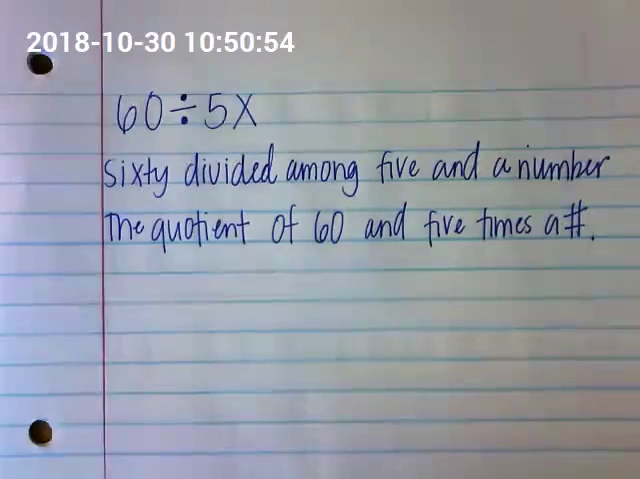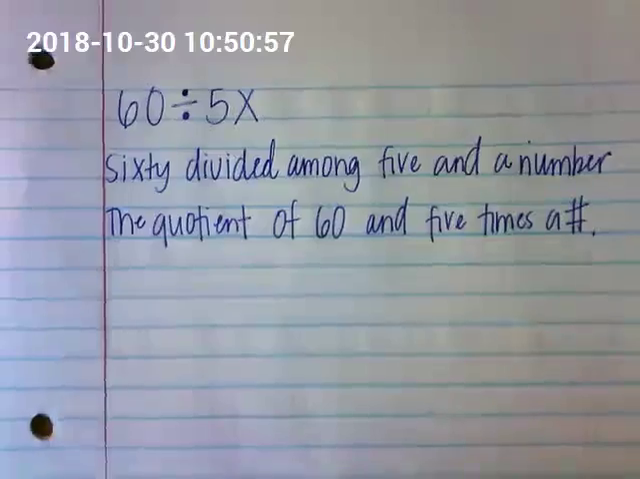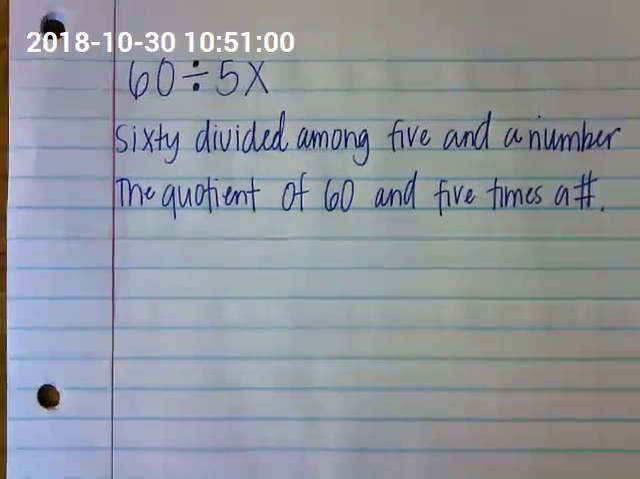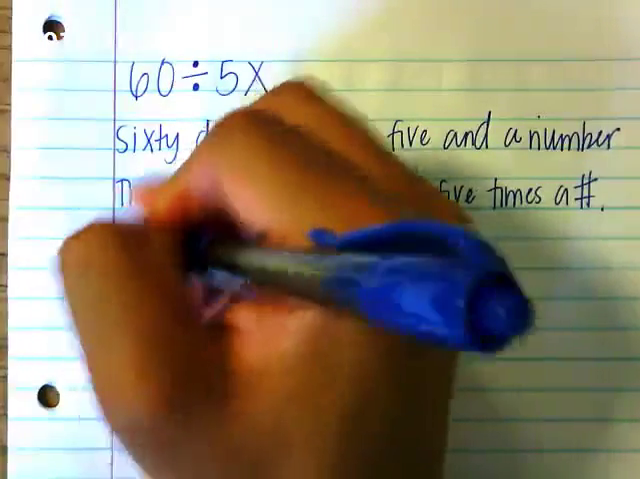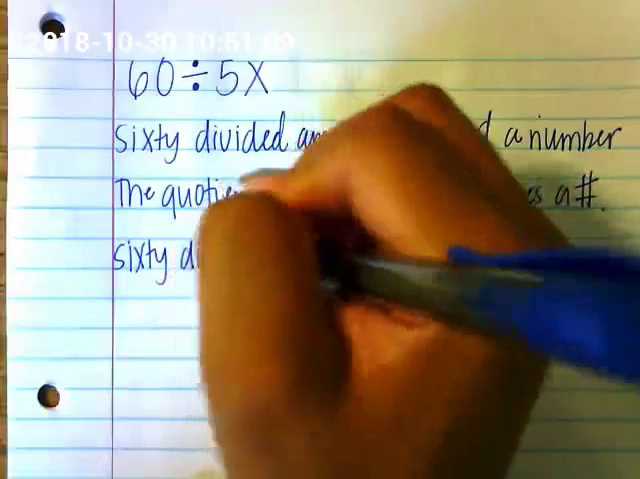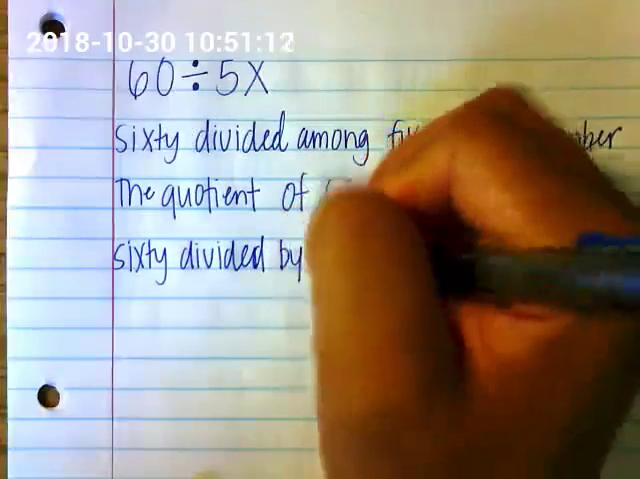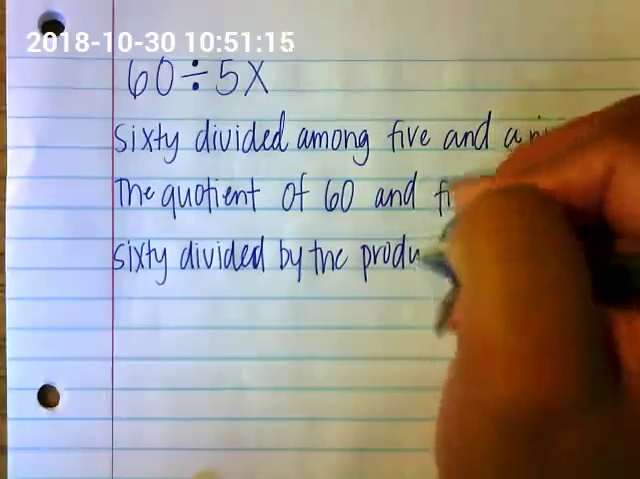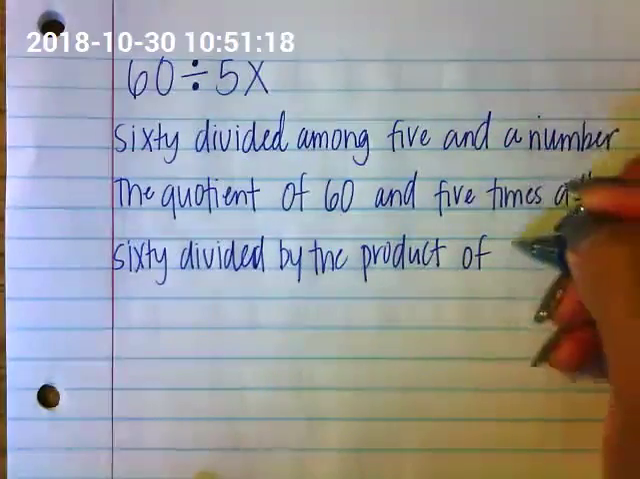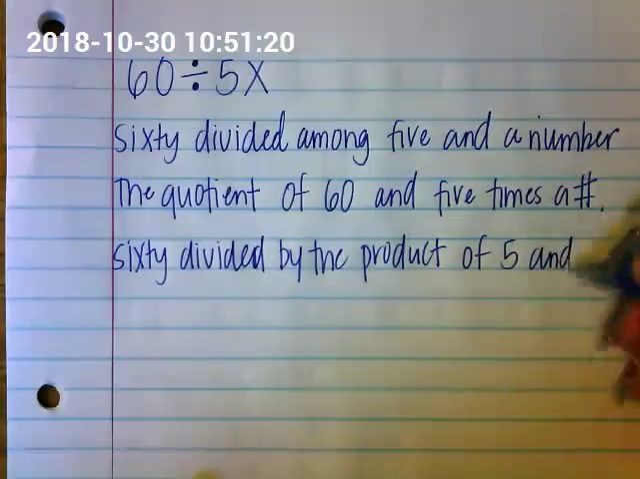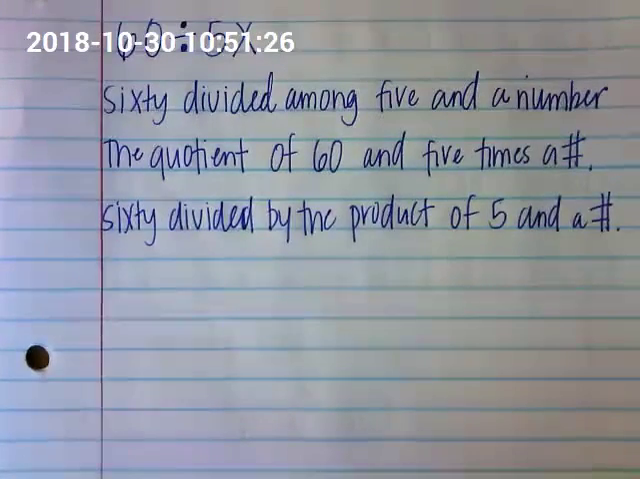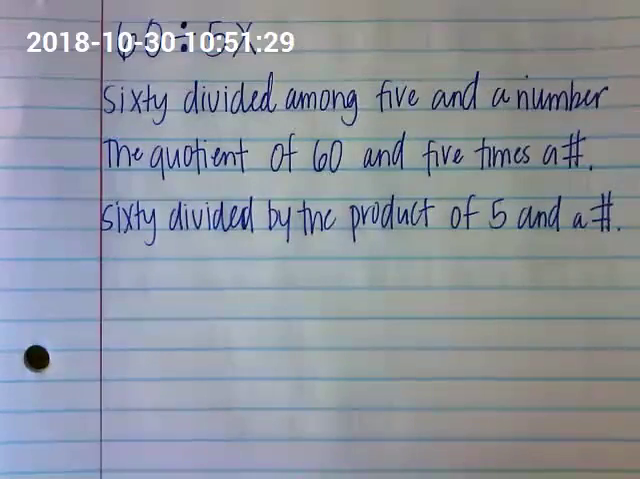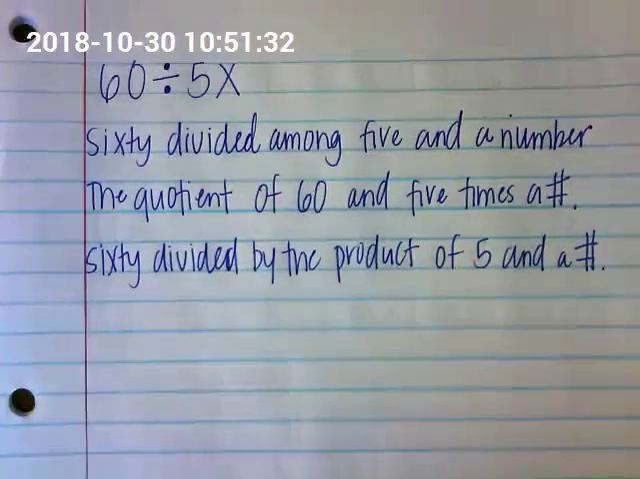Anybody else wrote anything different? All right, those sound good. Israel? I put 60 divided by the product of 5 and the number. Okay. 60 divided by the product of 5 and a number. Anybody did anything different? All right. Let's try another problem.